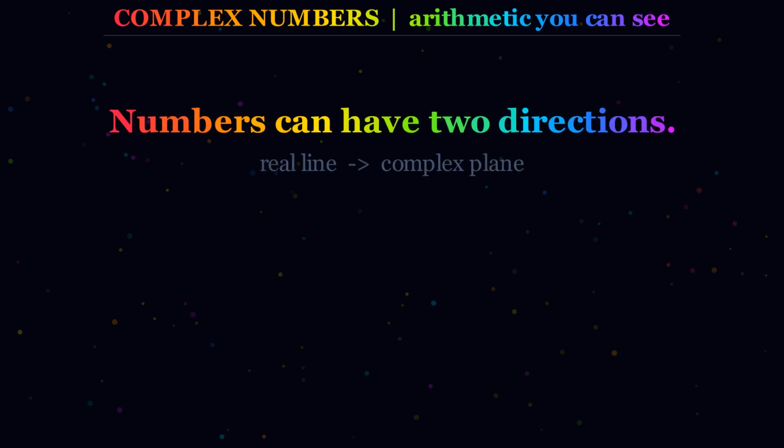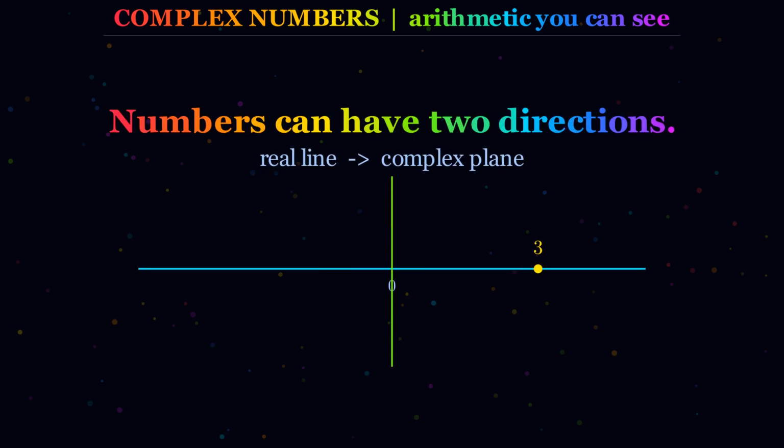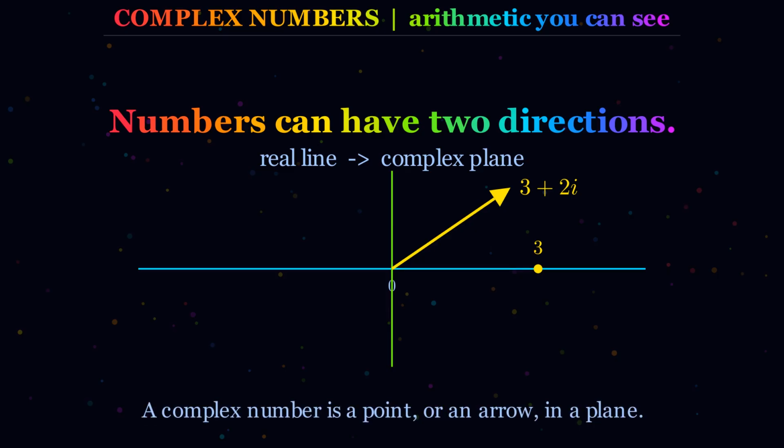Complex numbers are not a trick. They are a way to let numbers move in two directions instead of one. The real line gives left and right. Add an imaginary direction, and every number becomes a point or an arrow on a plane.